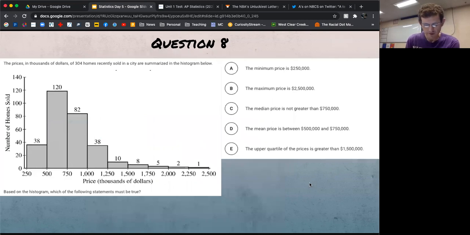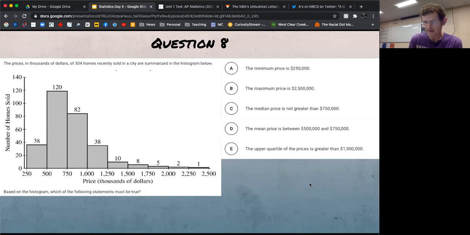This one, it is a histogram. They're not asking you just to describe it. They're asking for you to do some more examination of it. So first choice, minimum price is $250,000. What we have is a bin of data that goes from $250,000 to $500,000. Potentially the lowest value home was $250,000, but it could have been $275,000. So which of these must be true?